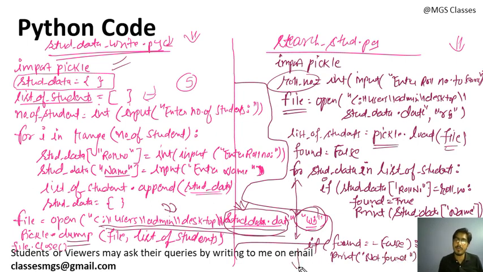So this is the complete program to write into the binary file, read from the binary file using the pickle module, and the search logic for the roll number. If not found, then we are going to display the error message. This is the complete program. Now we are going to go into the Spyder editor and type it and see it. Okay, so let's try.